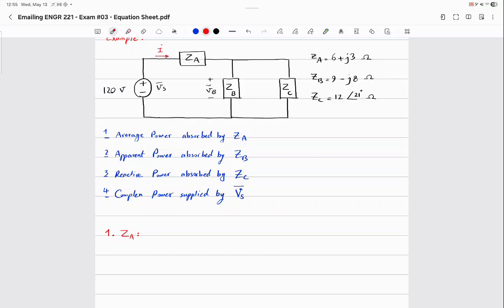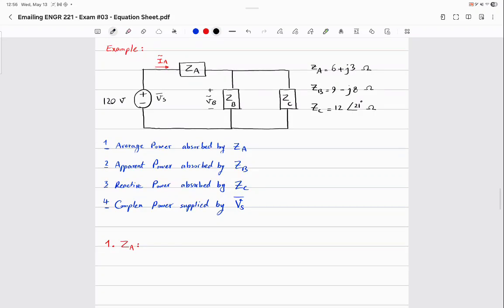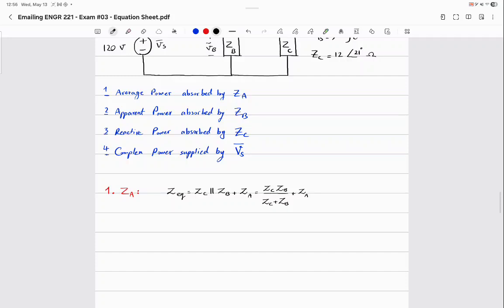Let's call this guy I tilde A. Okay? So first, I'm going to calculate ZEQ, which is equal to ZC in parallel with ZB plus ZA, which is equal to ZC times ZB divided by ZC plus ZB plus ZA. Give me the value.